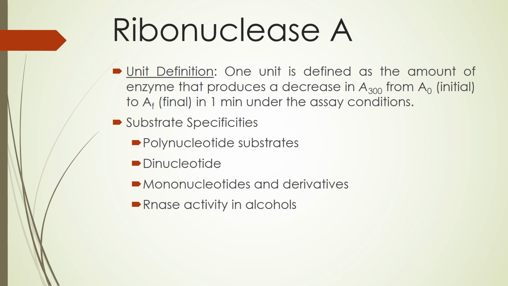So RNase A, as I told you earlier, is also known as bovine pancreatic ribonuclease. It is the most thoroughly characterized of all the RNases. It is the first enzyme and only the second protein, actually first is the insulin, whose amino acid sequence has been determined.